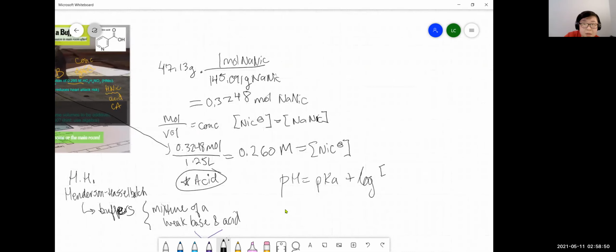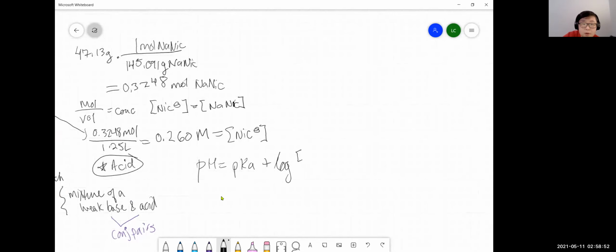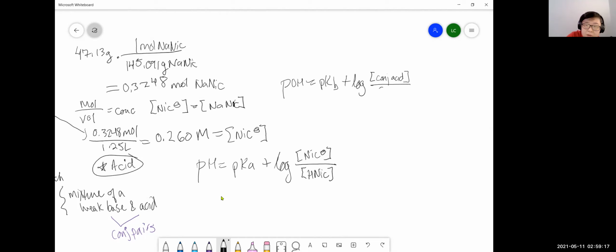I guess it doesn't really matter because you could do it the basic way, but I'm just going to do it the acidic way because it's easier, because usually you measure things in pH, so usually the default is doing the acid. But it's valid to use pOH equals pKb plus log of the conjugate acid over the base.